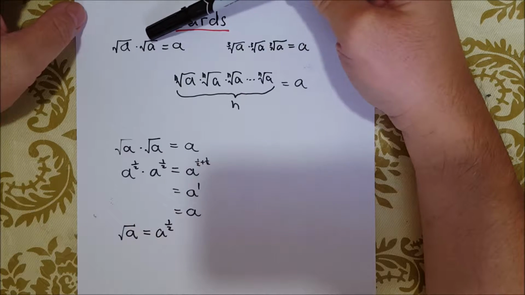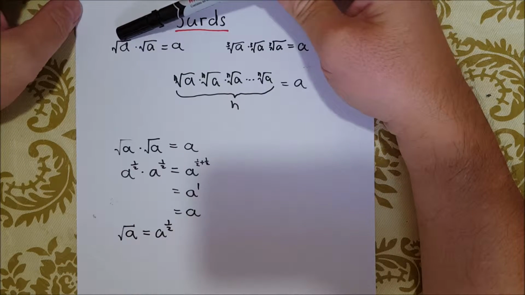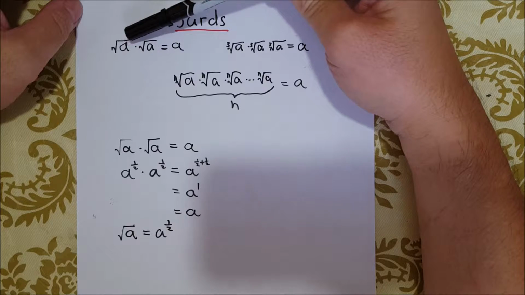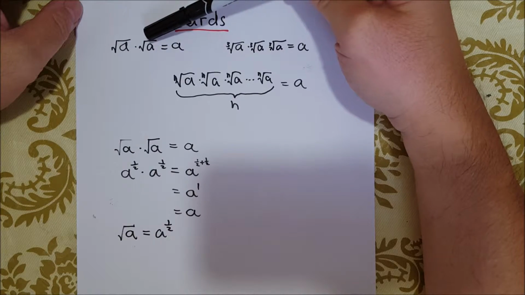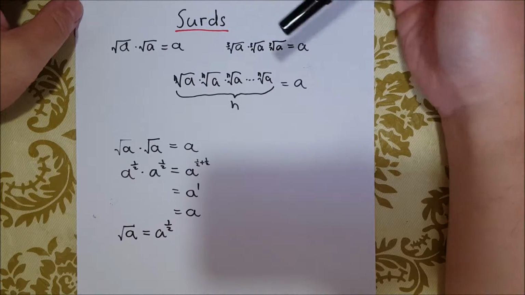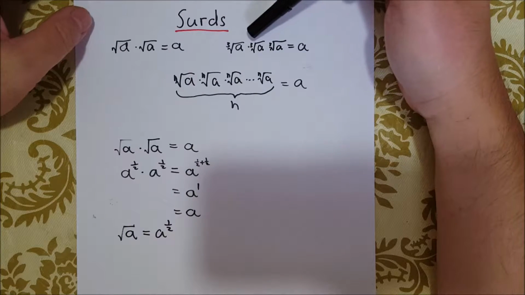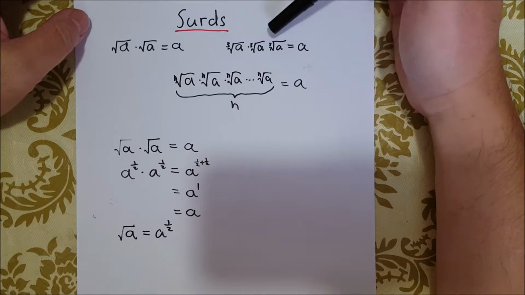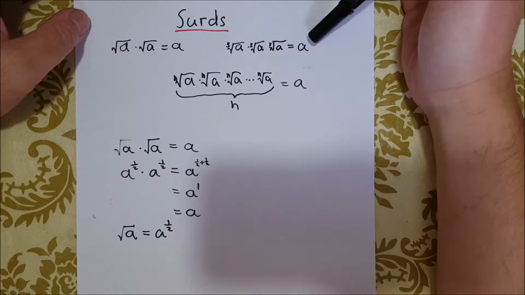These are two square roots. The square root of a multiplied by another square root of a will give us a. And three cube roots of a multiplied together will give us a.